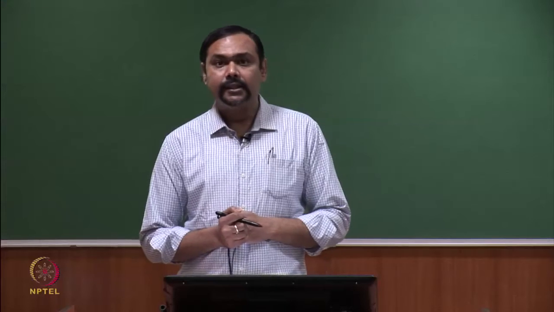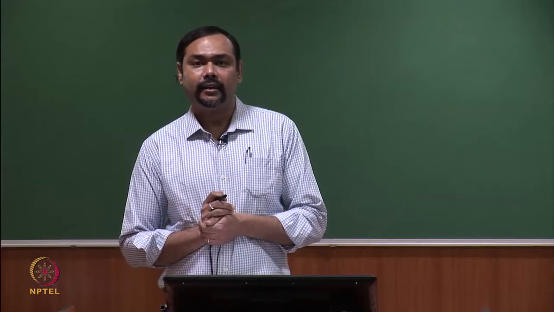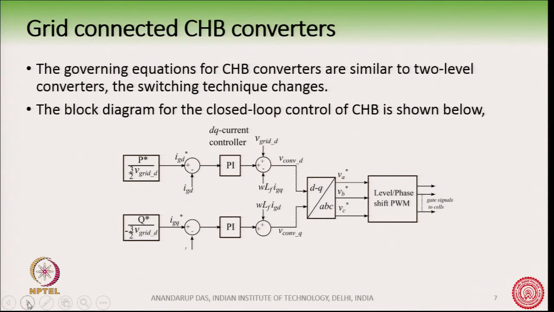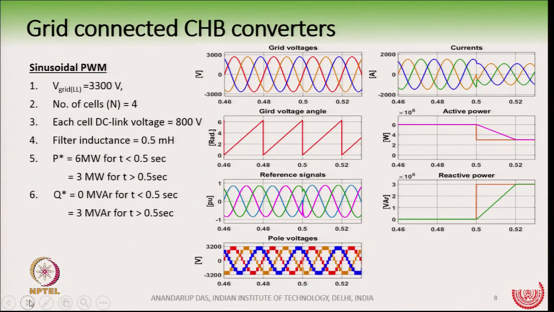Now, next is the grid connected cascaded H-bridge converter. Again you see how the control diagram looks. It is very similar to before, but this level shift PWM now comes into the picture, otherwise things are the same. So, why is this level shift PWM needed? Because now we do not have a single set of 6 switches, we have several switches to control. So, we can show you the results here.